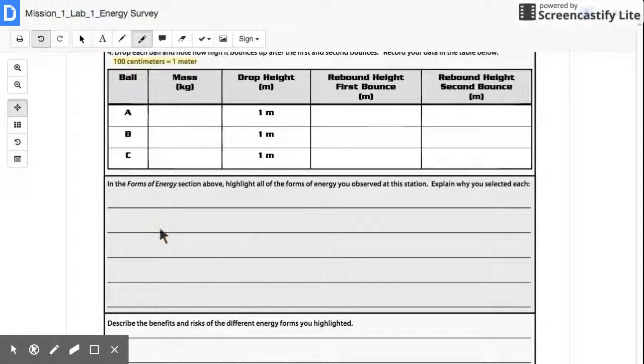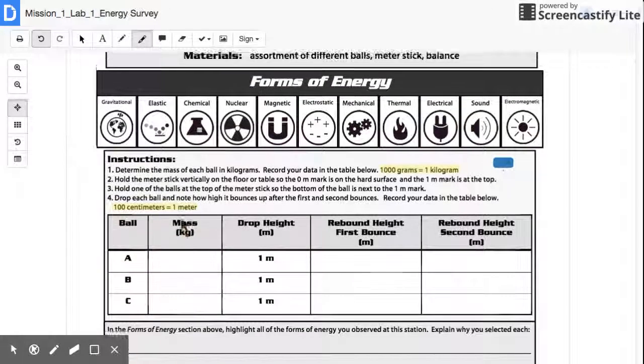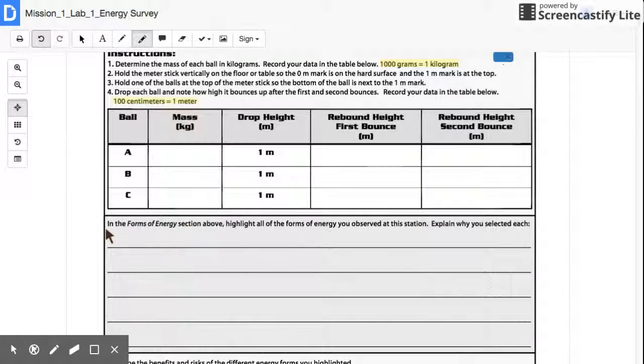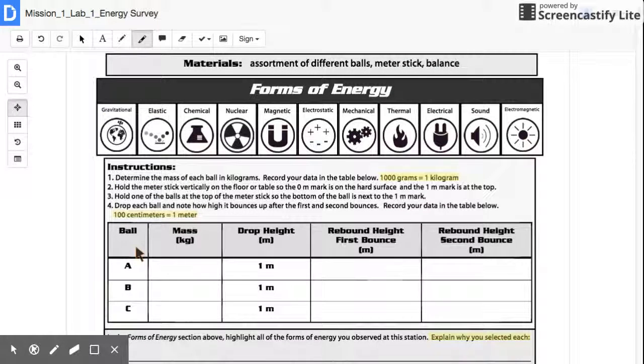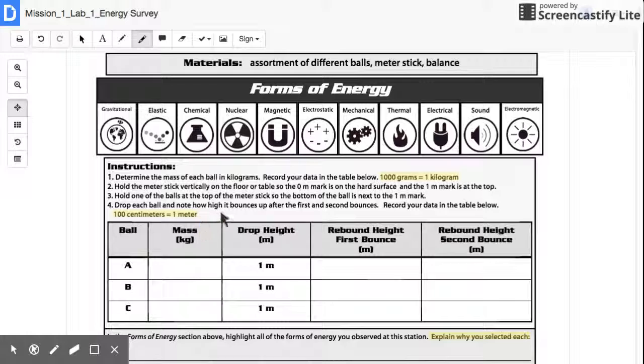Now, in each one of these parts, or I should say stations, you're going to need to, in the forms of energy section above, highlight all of the forms of energy you observed at this station, and then explain why you selected each. That's important. You can't just write them down. You also then need to say why you wrote them down. So let's go into this. This first one we'll talk about together.